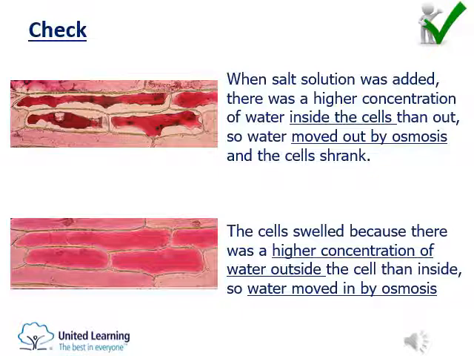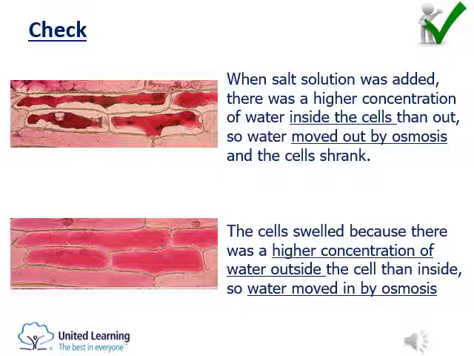So, did you get the right idea? The first one, when salt solution was added, there was a higher concentration of water inside the cells compared to outside the cells. So what happens is water moved out by osmosis. This meant that the cells shrank and started to shrivel up. And this is what happens if you become extremely dehydrated. This can cause cell death.